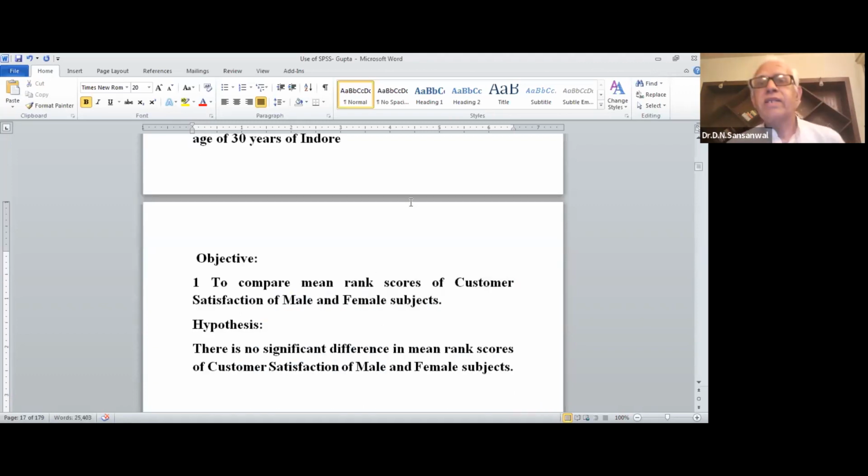So let us go to our SPSS. This is the SPSS I have.